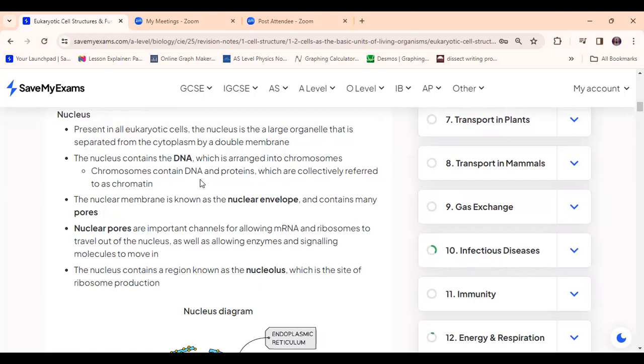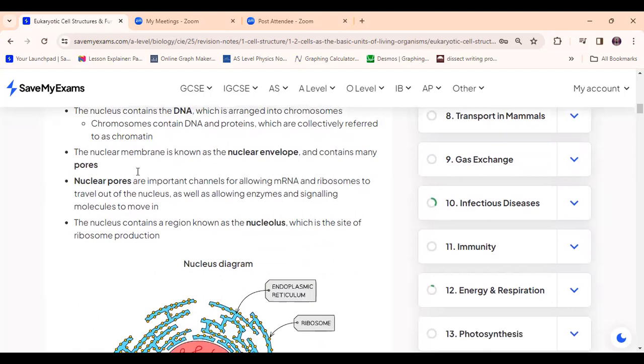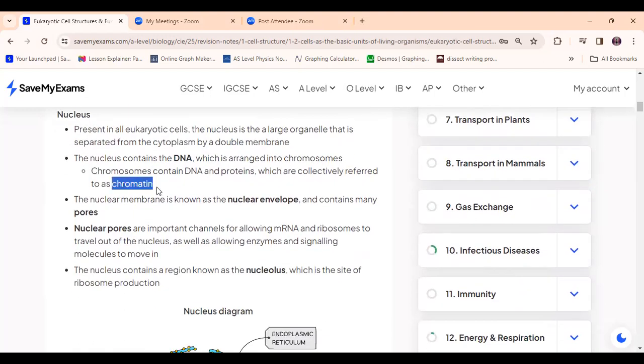Chromosomes are like spools and threads of DNA wrapped around histone proteins, and that's what we refer to as chromatin. During cell division, chromatin condenses to form chromosomes. DNA normally exists as chromatin, that is DNA wrapped around histone proteins. But when the cell is undergoing cell division, it condenses to form chromosomes.